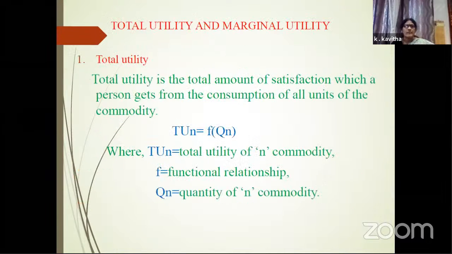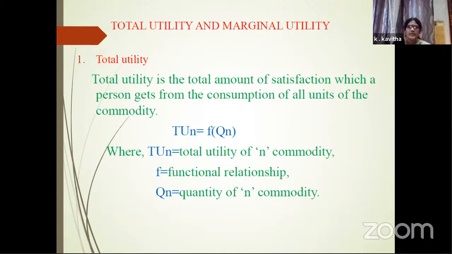So before going to the theories, the main concepts we have to know are total utility and marginal utility. First we learned about the approaches of utility, cardinal utility and ordinal utility, and next we are going to total utility and marginal utility. Why? Because total and marginal utility will help you to know about the theories.